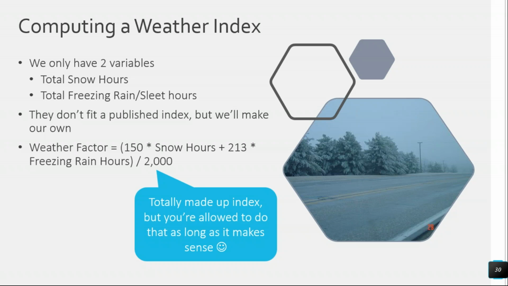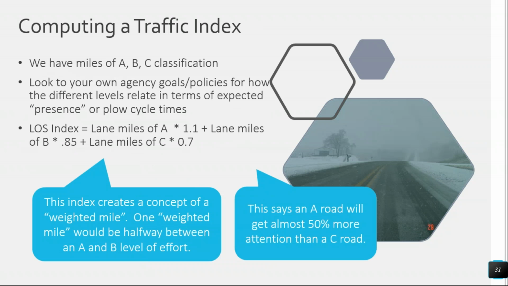the biggest point with all this is that even if you have just two variables and you can't find anything out there that's in the published work that fits it, you can still spend a little bit of time and come up with an index that'll make sense to you that you can use. So I'm just going to apply this formula to all the information. And then I'm going to do the same with the traffic information.